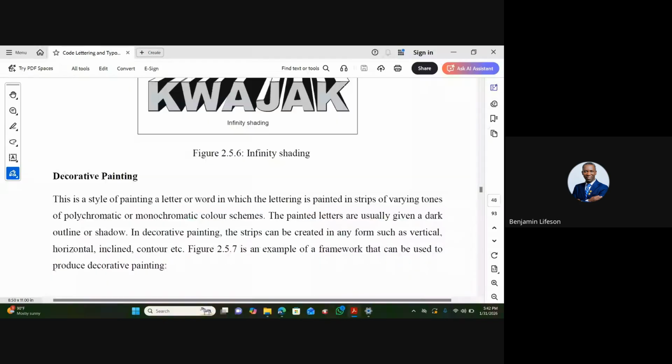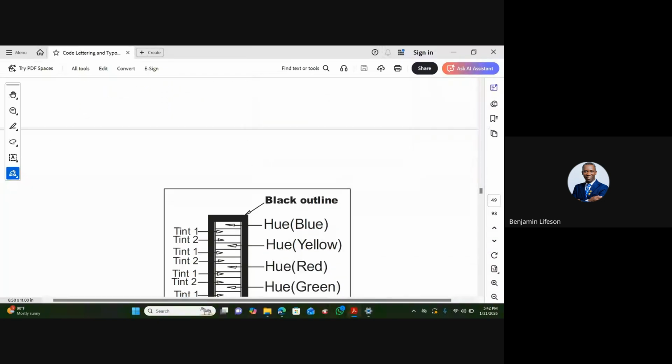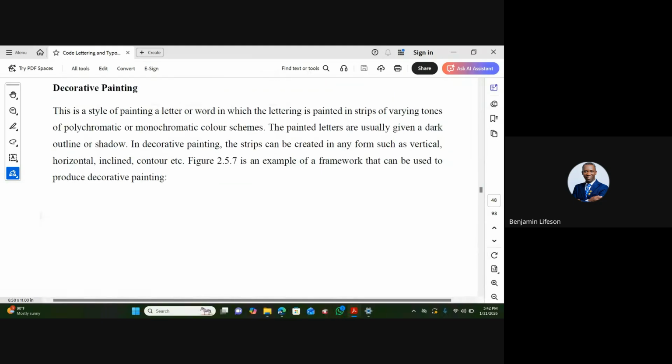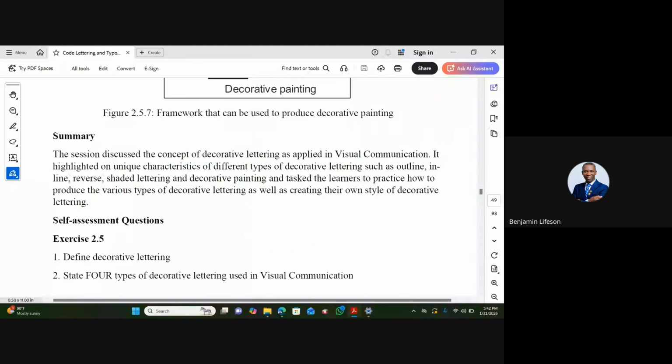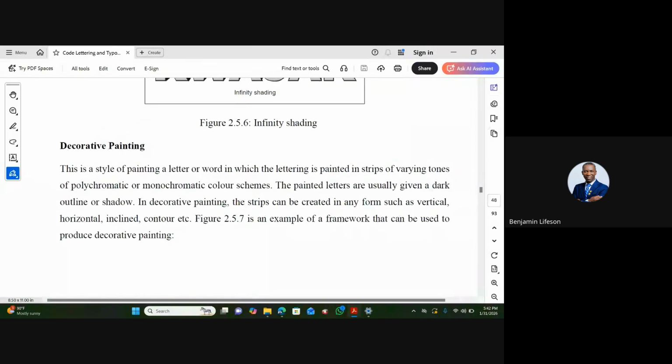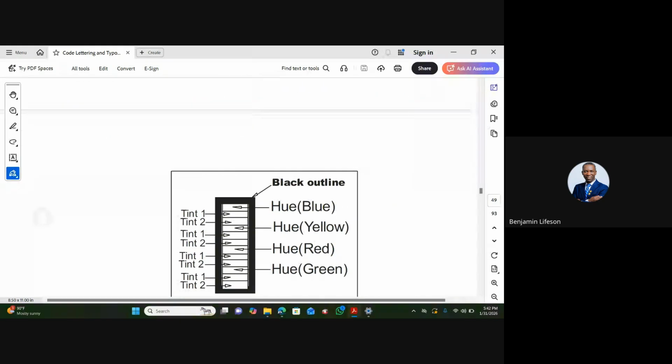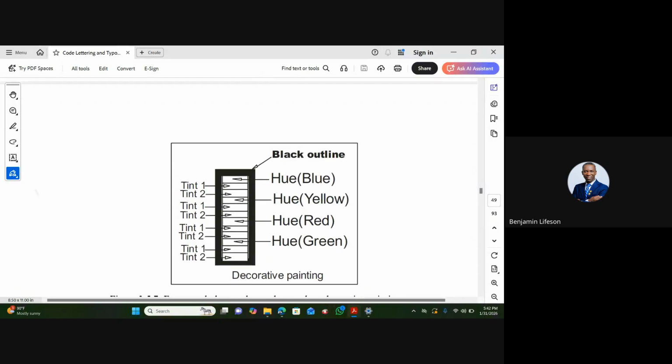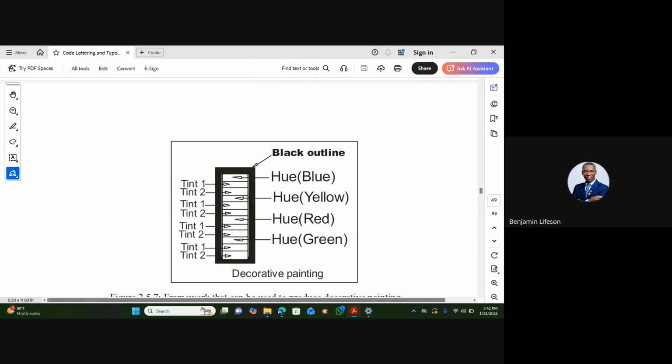Then we have the decorative one. Let's see whether we have the decorative one over here. Painting is not here. So for the decorative one, what we do is that we paint the letters in strips of varying tones. So we can paint it using blue, yellow, red.